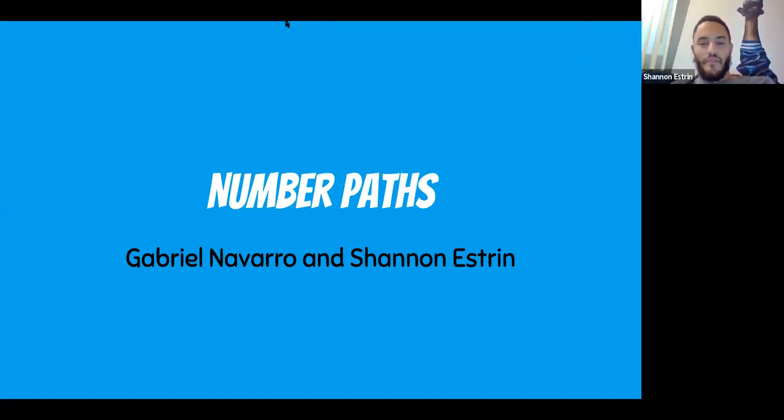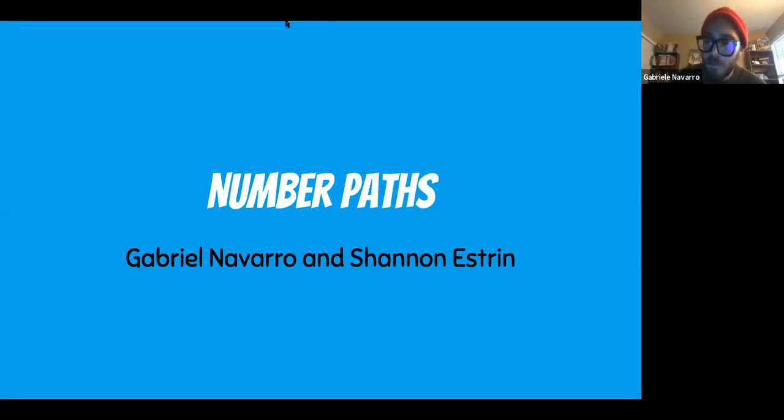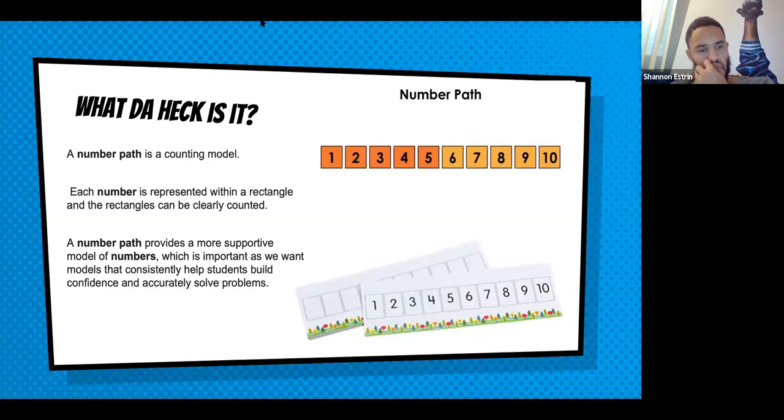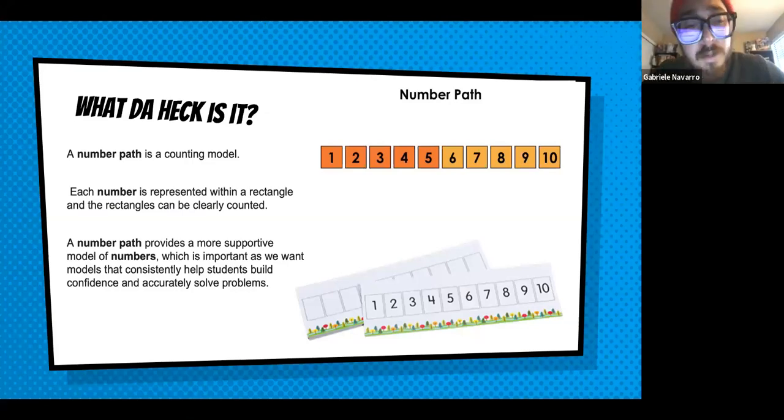So we're going to be talking about number pads today. Next slide. So what are they? Number pads are a counting model. Each number is represented within a triangle and a rectangle, and the rectangles can be clearly counted. So this is a visual representation of it. It counts from 1 to 10, and each block represents a specific unit.